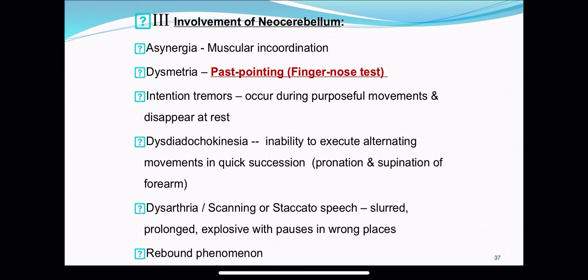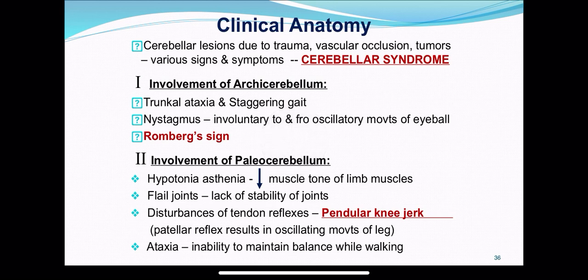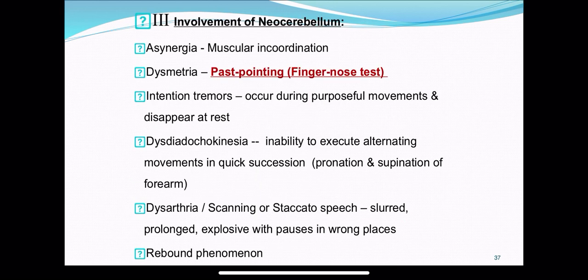That means his muscle groups do not understand what the other group is doing. The agonist group doesn't know what the antagonist group is doing, and the antagonist group doesn't know what the agonist group is doing. So this is known as rebound phenomenon. When you're going in one direction, suddenly you move violently in the other direction. So these are the clinical features with which the patient can present, depending upon which part of the cerebellum is involved in the lesion, whether it is archicerebellum, paleocerebellum or neocerebellum.